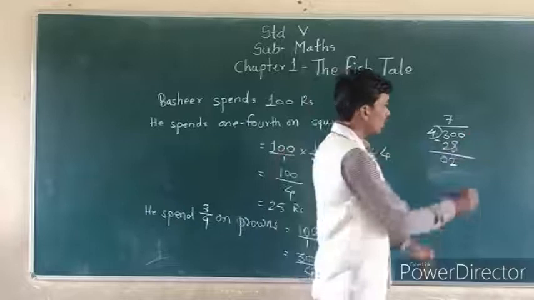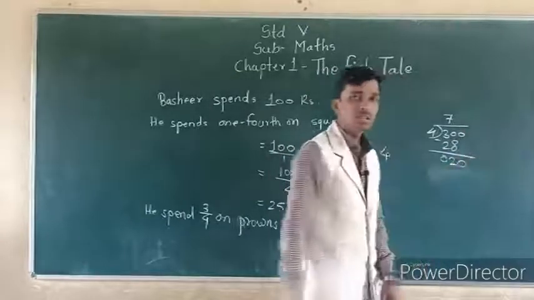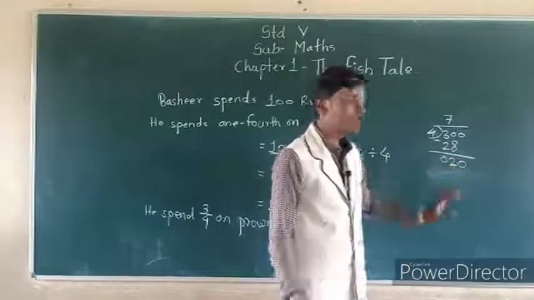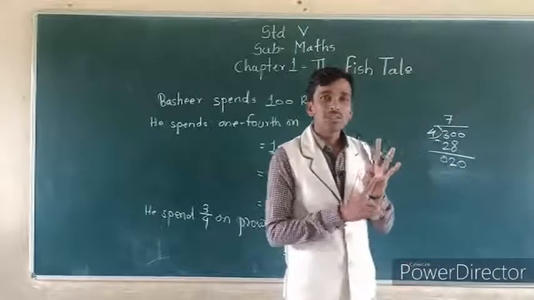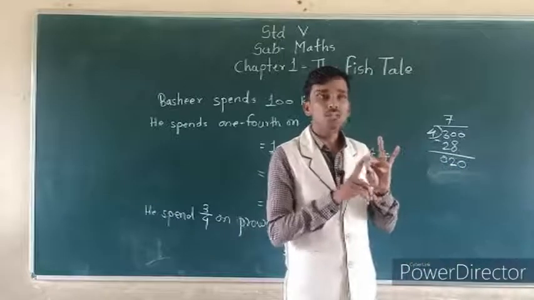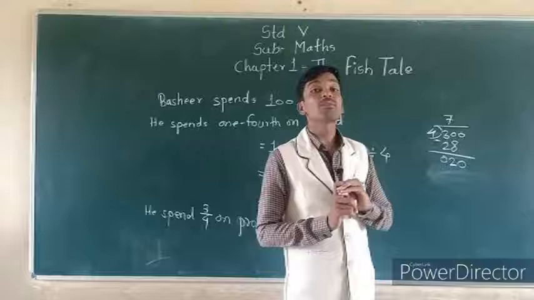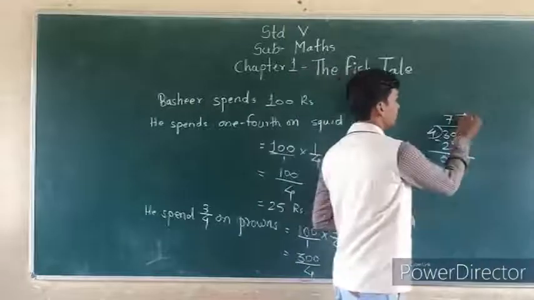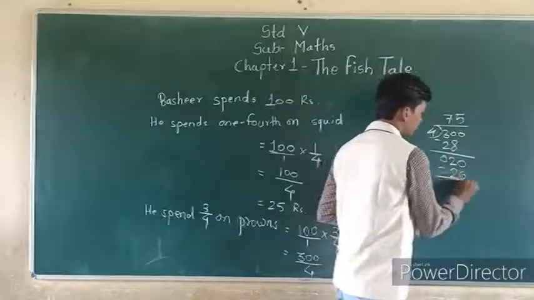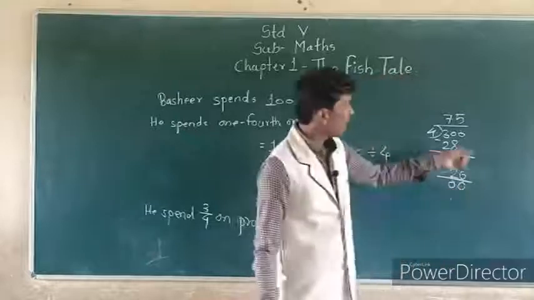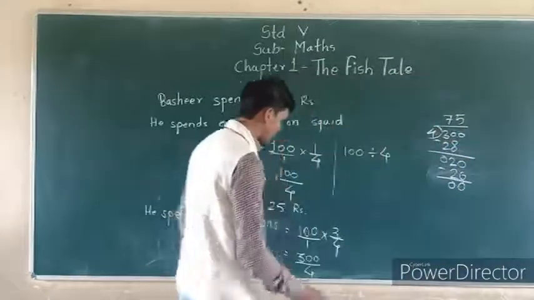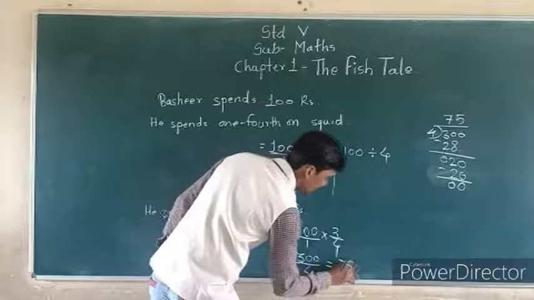Take this 0 down, and say the table of 4 up to 20. 4 1s are 4, 4 2s are 8, 4 3s are 12, 4 4s are 16, 4 5s are 20. So write here 5 and here 20. The remainder is 0 and your answer is 75. So write this 75 here.